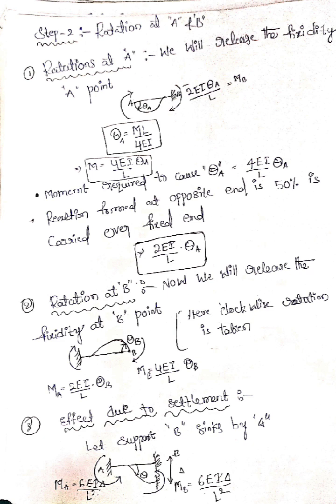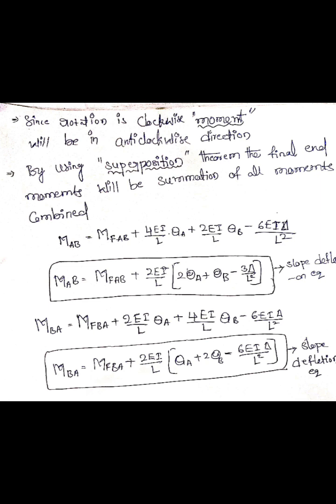Next we will consider the effect due to settlement. Let support B sink by delta. As the right side support is below the left side support, we will consider this delta as positive. The formula in this case is MB equals 6EI delta by L square, and MA equals 6EI delta by L square. Since the rotation is clockwise, the moment will be in the anti-clockwise direction.